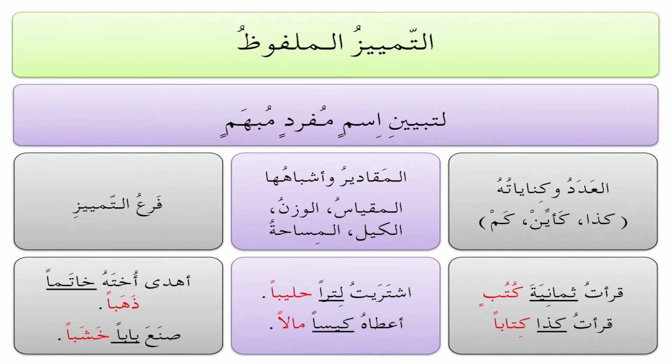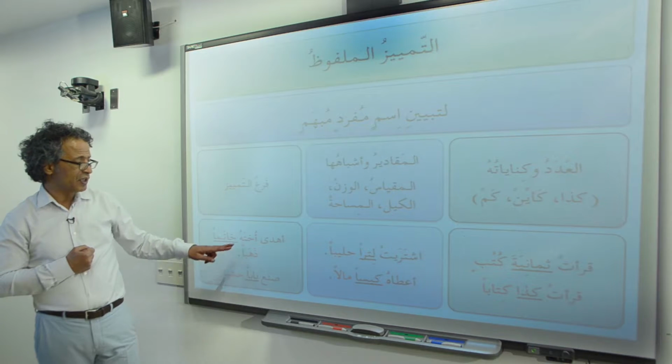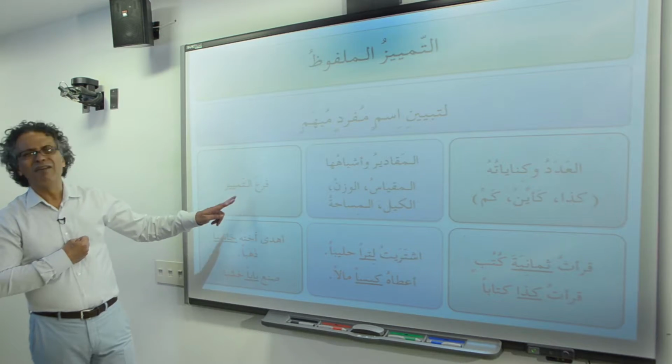صنع بابا خشبا. He made a door out of wood. So خشبا here tells us what it's made of, what material is made of. And this is called فرع التمييز. It's like a branch of a تمييز, right?